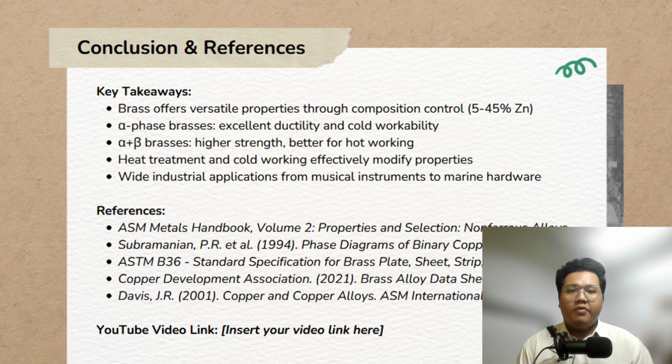Beyond composition, treatments like annealing, cold working, and alloying with elements like lead or tin improve strength, machinability, and corrosion resistance. From musical instruments and marine hardware to plumbing and architecture, brass remains essential across industries due to its strength, corrosion resistance, and aesthetic appeal. Its versatility and recyclability ensure it will continue to be a vital material in the future.